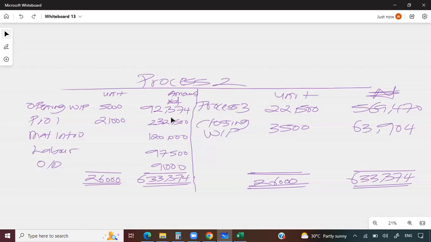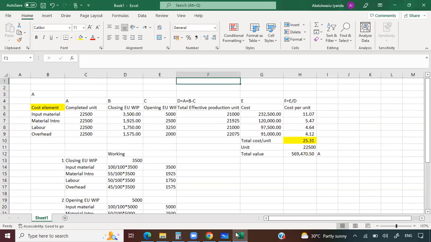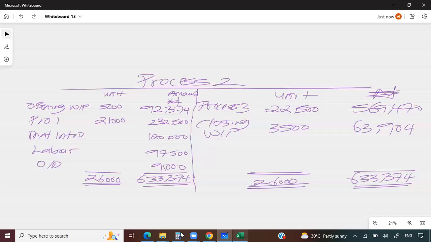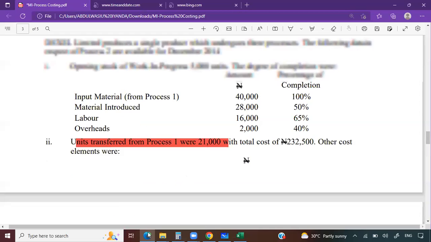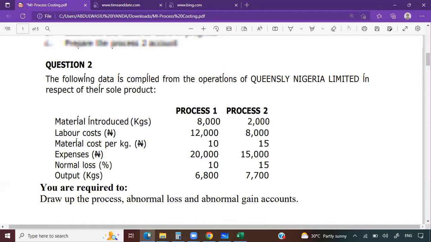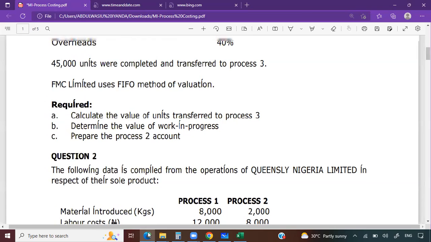Please, everybody, ask questions from the beginning. There's another thing before we go down. Look at this as well. I have another question which you are going to do: Question 1. Question 1 is to calculate the value, the opposite. Determine the value of work in progress, prepare the process account. It's the same requirement, but a different company and different aspects. The same thing.